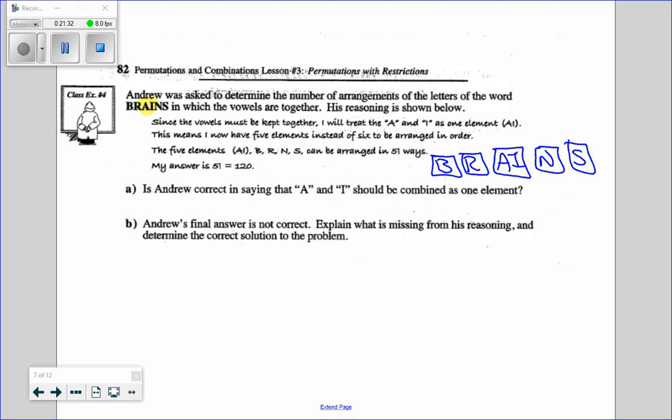Okay? This means I now have 5 Scrabble tiles. Is he correct? 1, 2, 3, 4, 5. Yep. Instead of 6, right? Because he stuck the A and the I together. The 5 elements are that. So how can I arrange them? 5, 4, 3, 2, 1. So 5 factorial ways. Okay?